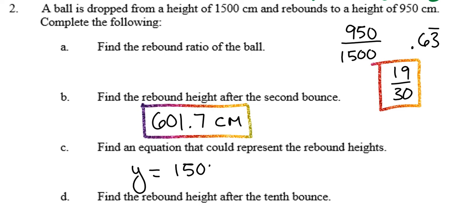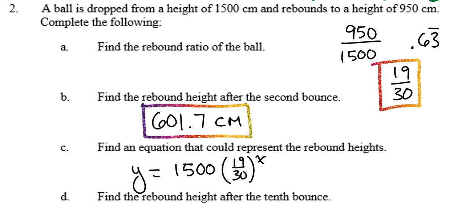is equal to the zeroth height, the height that it was before it was bounced at all, that's the original drop height, times my rebound ratio of 19/30ths, and then raised to the x power. So as x increases, the height that the ball returns to will become smaller and smaller.